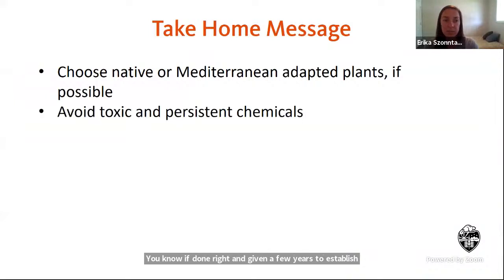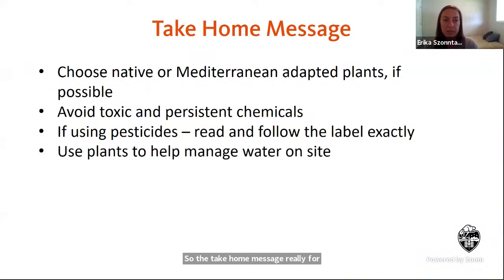So the take-home message really for waterwise gardening is to choose native or Mediterranean adapted plants if you live in Western Oregon, if possible. If not, I encourage you to look up what kind of climate you do live in and then see what sort of plants might match that, if you want to branch out a little bit from using natives.